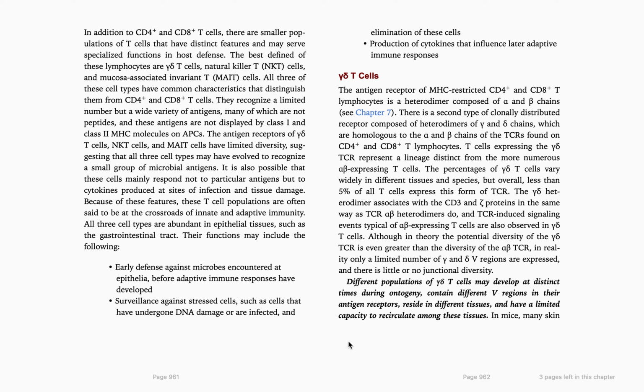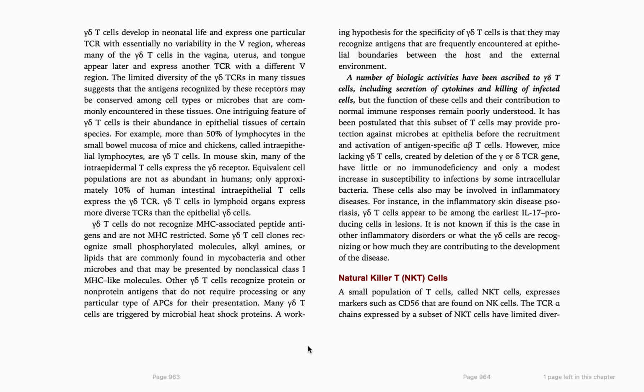Different populations of gamma delta T cells may develop at distinct times during ontogeny, contain different V regions in their antigen receptors, reside in different tissues, and have limited capacity to recirculate among these tissues. In mice, many skin gamma delta T cells develop in neonatal life and express one particular T cell receptor with essentially no variability in the V region, whereas many of the gamma delta cells in the vagina, uterus, and tongue appear later and express another T cell receptor with a different V region.